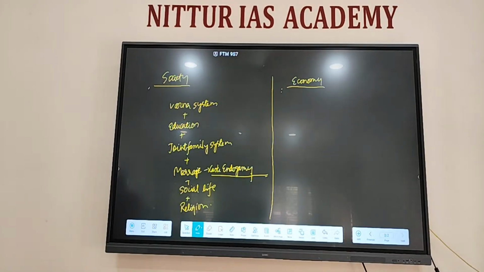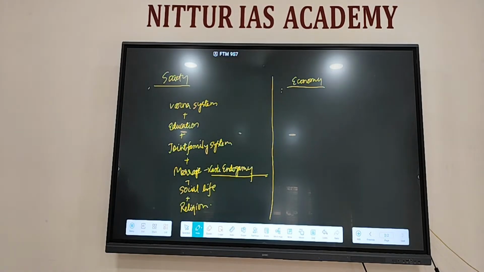Third, you write down: there is a rise of feudal economy and decrease in control of royal authorities, due to the practice of land grant.